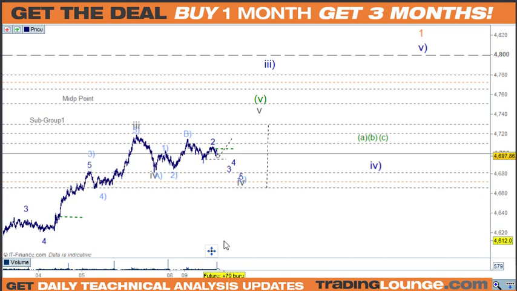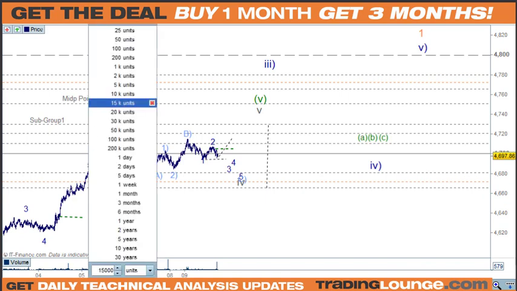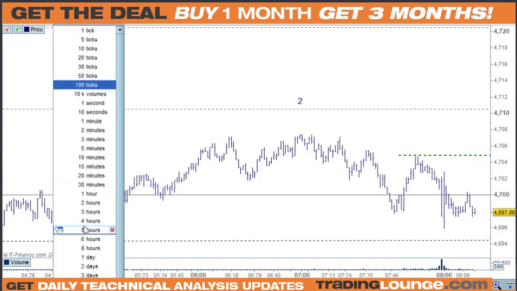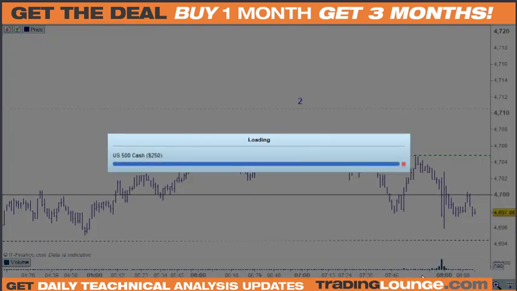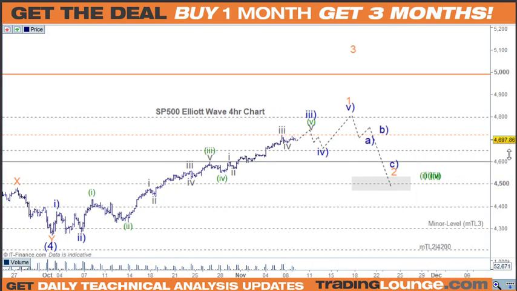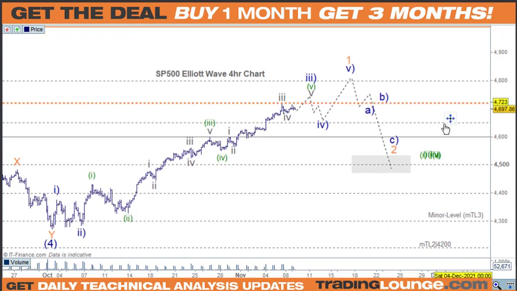Well, that's it, I think. So I'll just leave it all at that. We can just recap it a little bit. So come back to the 4-hour chart just to get a little bit of perspective here. So we're looking at green wave, wave 5 of 3. That's where we're heading at the moment.